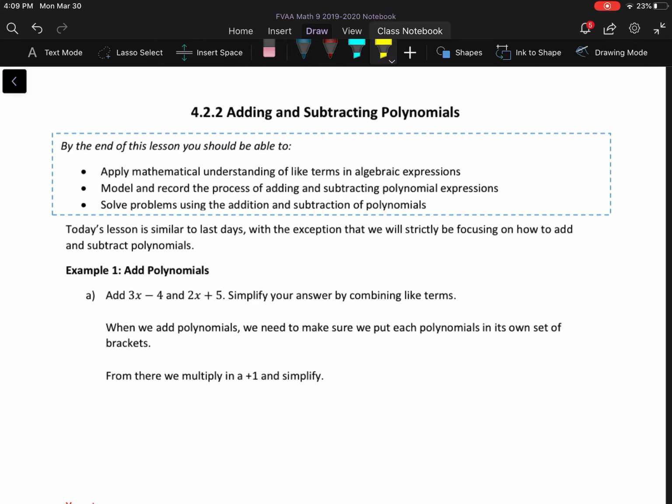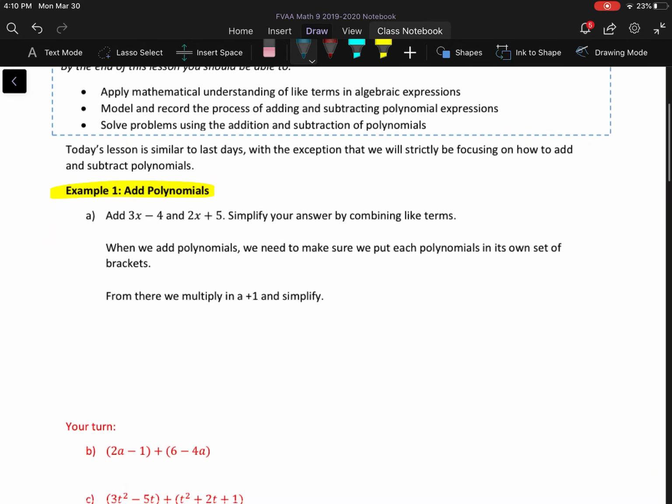So we'll get right in here looking at example number 1, where we're going to be adding polynomials first. We're looking to add 3x minus 4 and 2x plus 5, and we want to simplify our answer by combining any like terms that would be left over. When we add polynomials, we need to make sure we put each polynomial in its own brackets to start off. So let's do that. I'm going to put bracket 3x minus 4, close bracket, plus, because I'm adding the polynomials, bracket 2x plus 5.